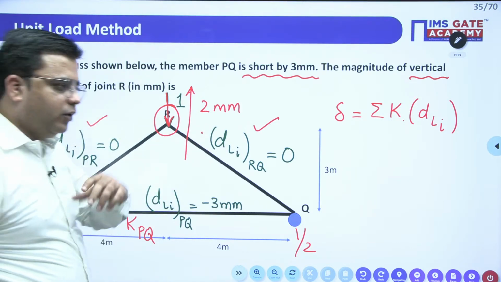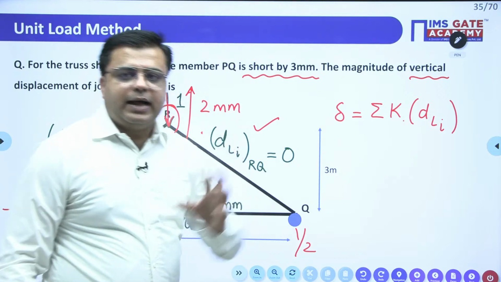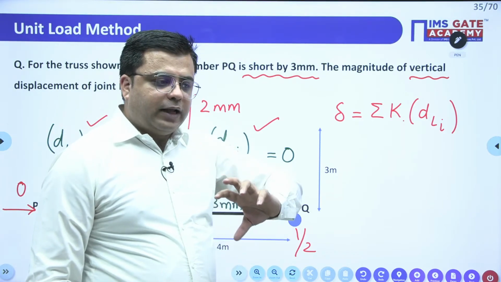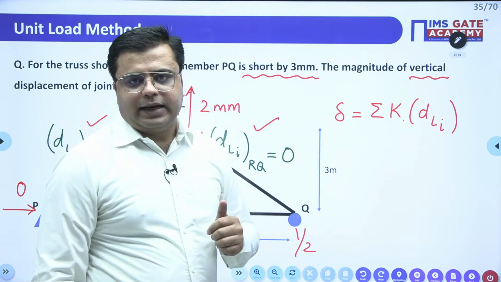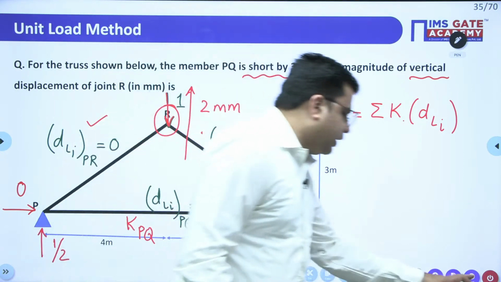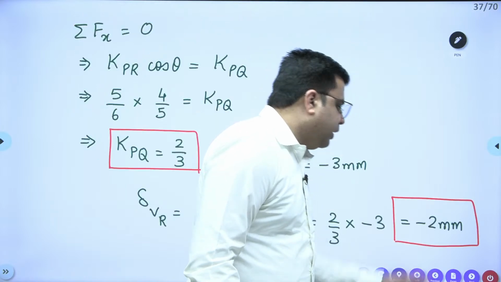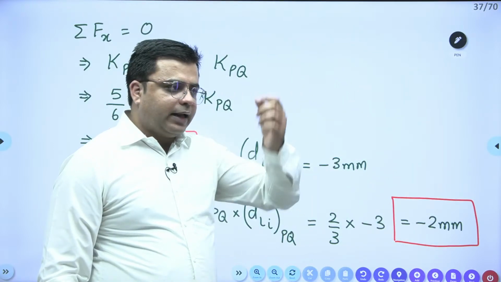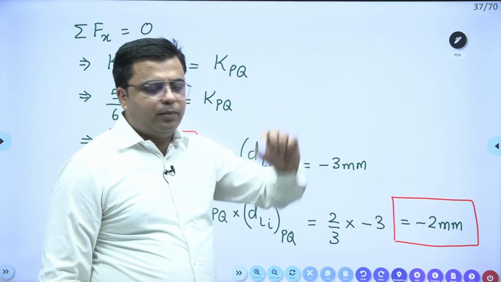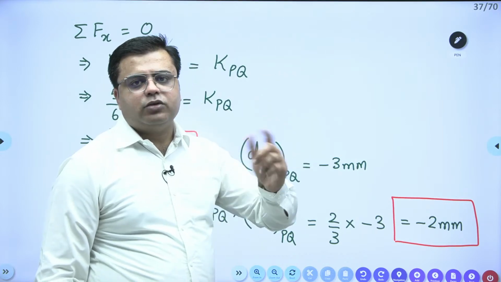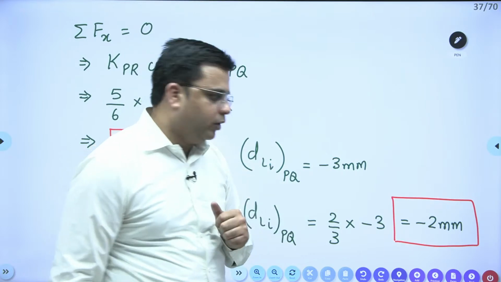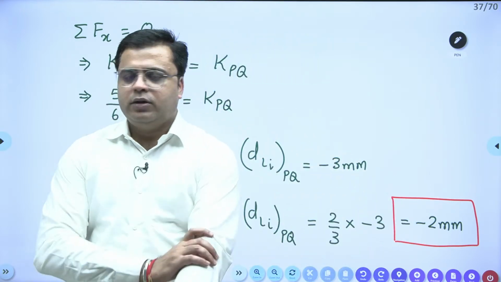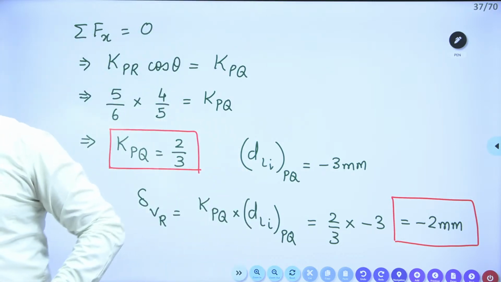Okay, so whenever you get a minus sign, the deflection will occur in the direction opposite to the one in which you have applied the unit load. Here we have got the answer as minus 2 mm. It means we applied load in the downward direction, but the displacement will be upward, opposite to the direction where we applied the load. Is this clear to everyone? Is this question clear? Please tell me yes or no.